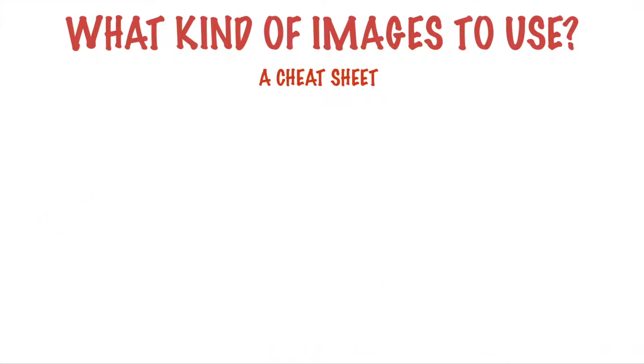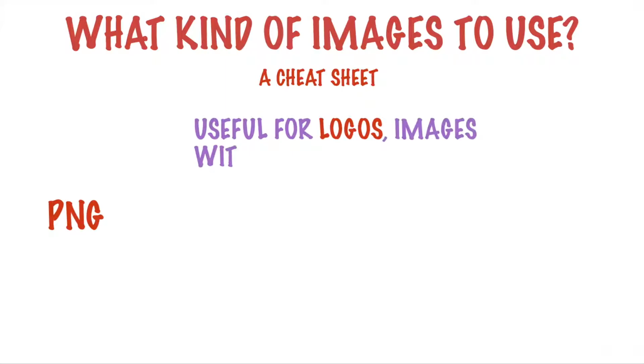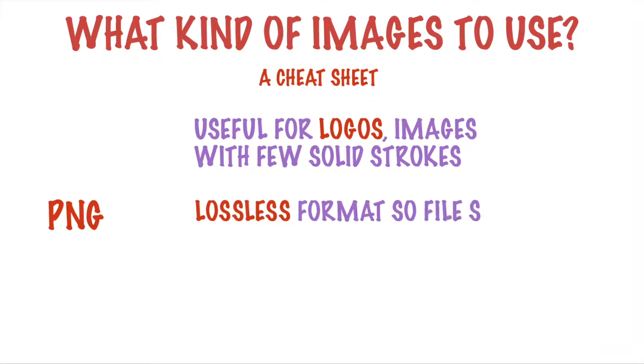Also, JPEGs do not support transparency. The next common type of image format is PNG, which stands for Portable Network Graphics. This is an excellent format for logos or images with relatively few solid strokes. This is a lossless format. This has a pro and a con.